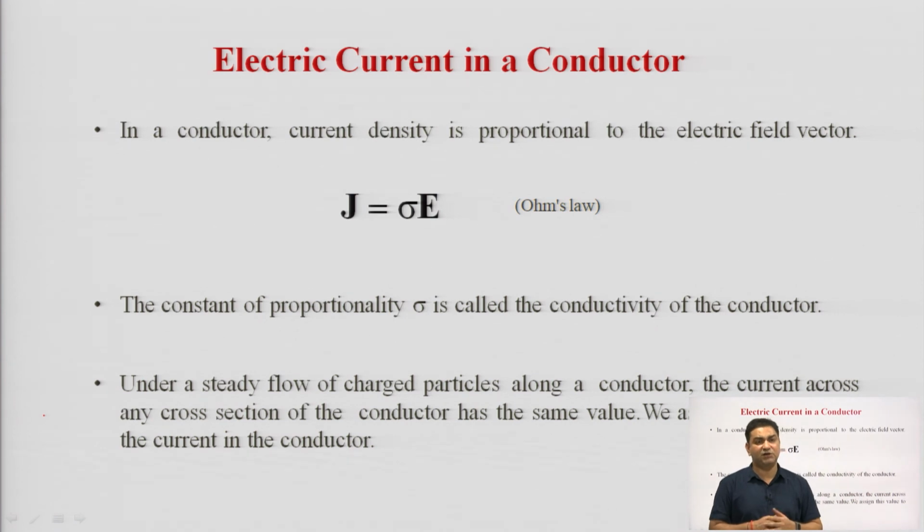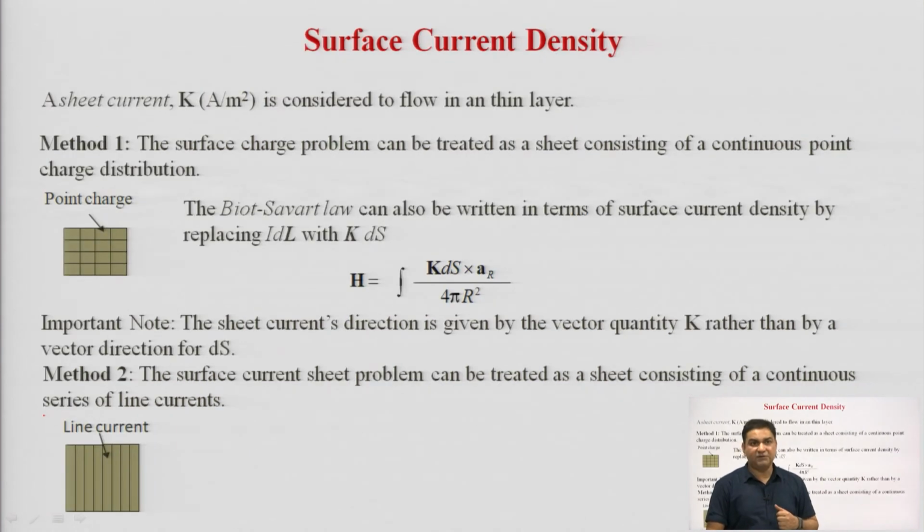This current density is equal to sigma E, where sigma is the constant of proportionality, which is known as the conductivity of the conductor. Some of the important aspects of surface current density and volume current density are described here in these 2 slides, because it is very essential to know how these are being used, because in the theory of antenna we will use different kinds of antenna.